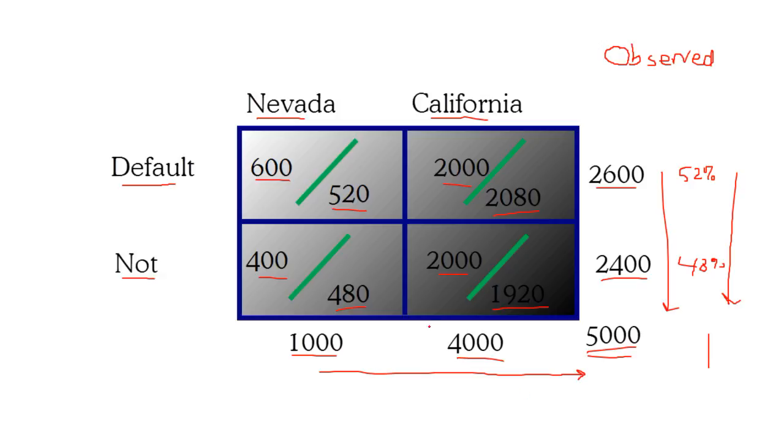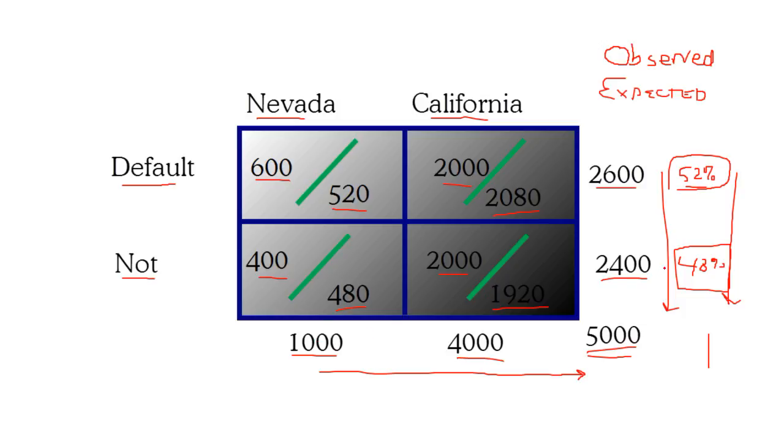How's that? Okay? 52%, 52%. That's the percentage of the whole thing that defaulted. So of the 5,000 homeowners, 52% defaulted and 48% didn't. So my expected would be 52% in every box up here and 48% in every box. And they're called cells, right? So 52% of every cell up here and 48% of every cell up here.